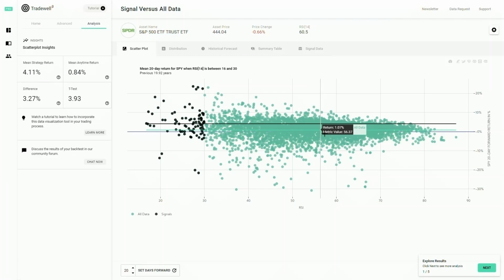Now we also want to know whether the metric and the future price of SPY relate to each other. And looking at the data points, we notice that most of the black dots fall above the 0 line, with a few slightly below, as well as a couple large outliers. Based on this, we can conclude that buying the dip on SPY with a 20-day holding period is probably a pretty good bet.